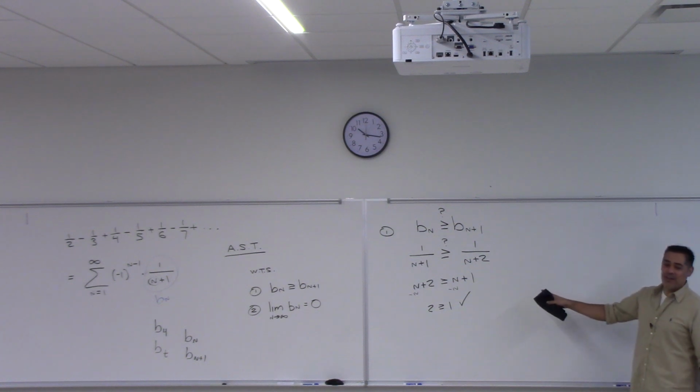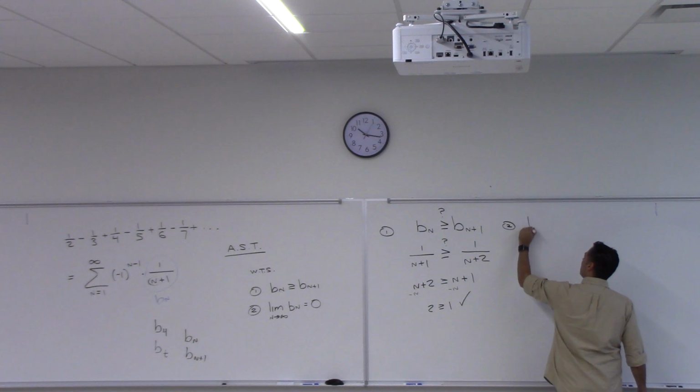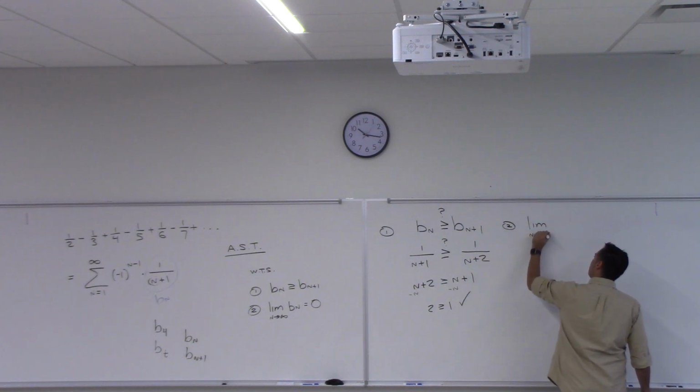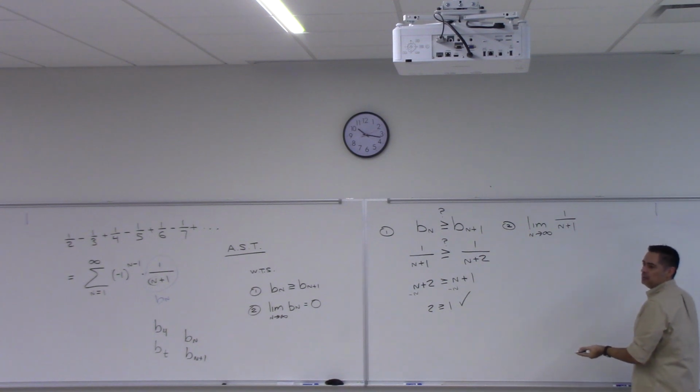Okay, so that's true. First thing, yes. Second thing I have to show: I want to show that the limit as n goes to infinity of b sub n, so that's 1 over n plus 1, is 0. And it is.